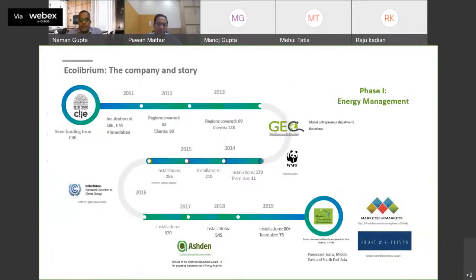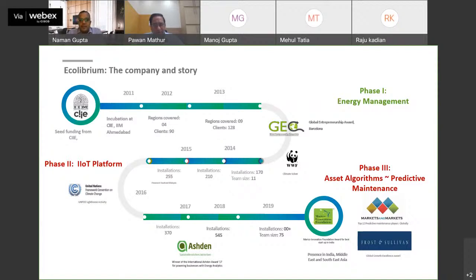Equilibrium is a 10-year-old company incubated out of IIM Ahmedabad. Initially, we started with energy monitoring, and slowly, once the data started collating, we developed an IoT platform. Based on the data, we developed predictive maintenance algorithms for certain assets like chillers, motors, and some other assets.